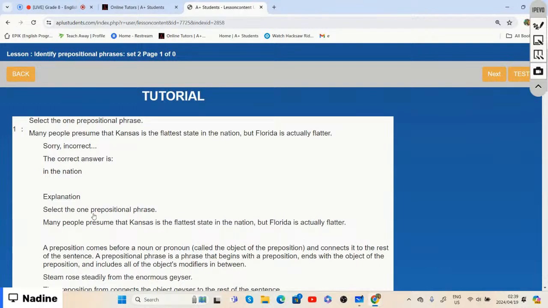And we see the prepositional phrase, it comes before a noun or it comes before a pronoun, and we call that the object of the preposition. And it connects to the rest of the sentence. A prepositional phrase is a phrase that begins with a preposition and it ends with an object of the preposition and includes all the object modifiers in between.